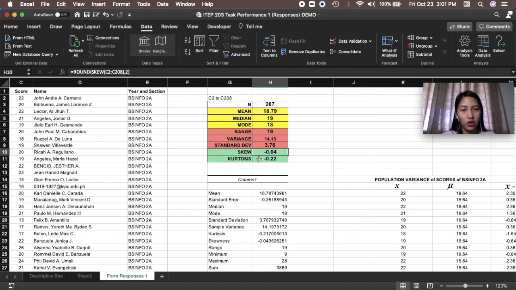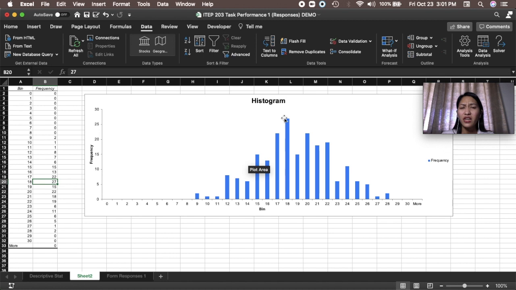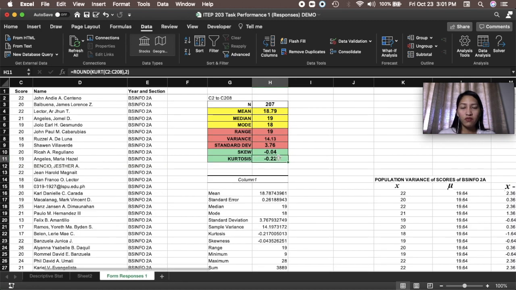Malapit siya sa 0. Yung kurtosis naman is gano'n siya ka-peak or ka-flat. If you can check the data, hindi siya ganun ka-flat or heavy-tailed, hindi siya ganun ka-peak, which is light-tailed. So, siya ay tama lang or normal lang yung kanyang tail, which is itong mga data dito sa tail area niya. So, as evident in our value for kurtosis.